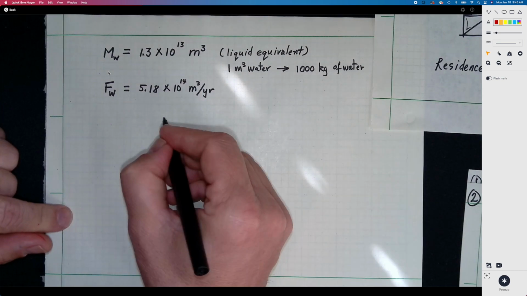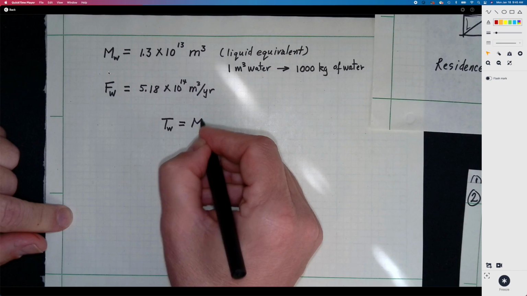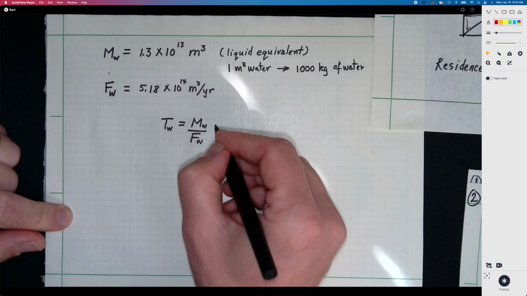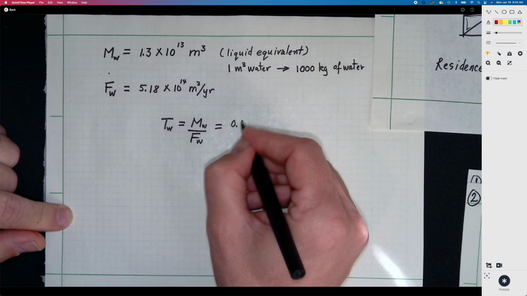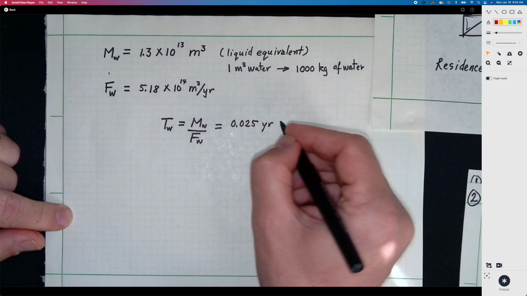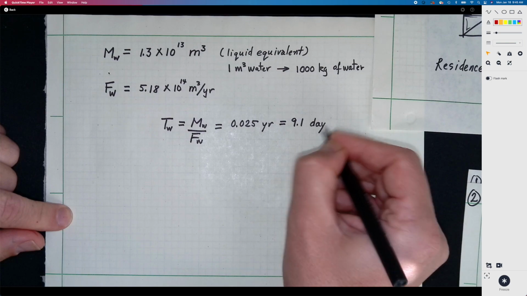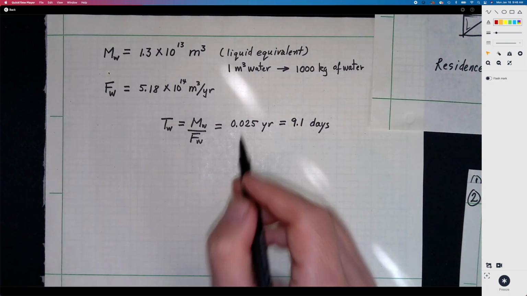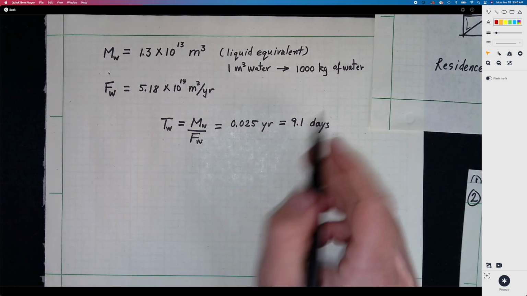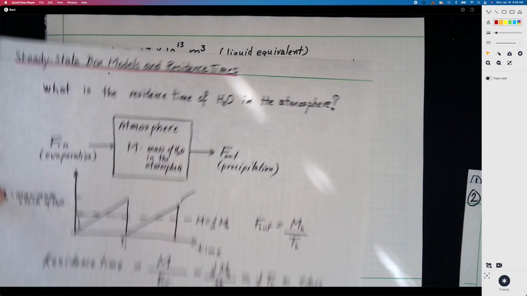And so then the residence time, TW, is 0.025 years, which corresponds to about 9.1 days. So it's not too bad compared to our previous estimate of 4 days. It's comparable.